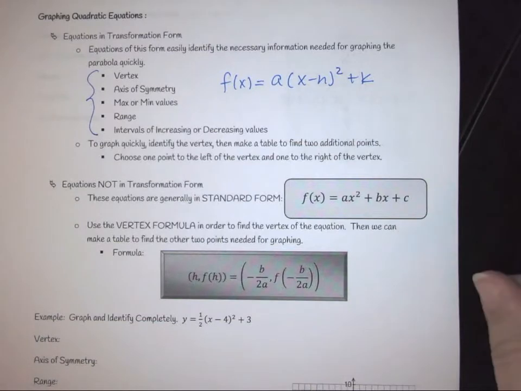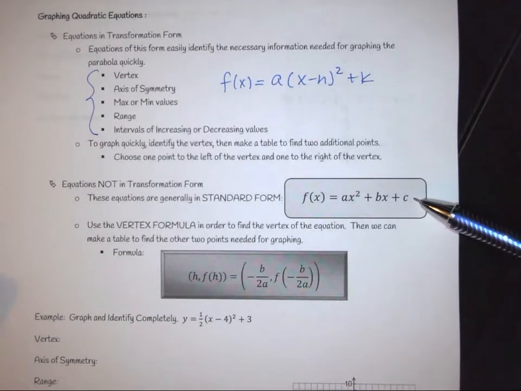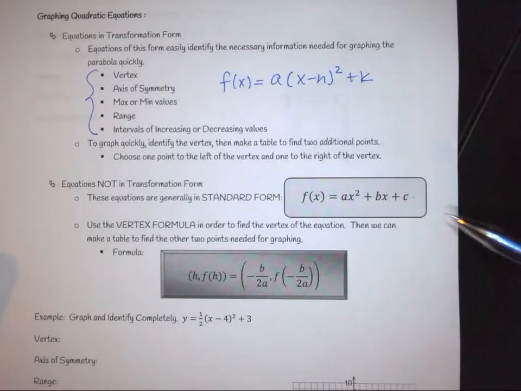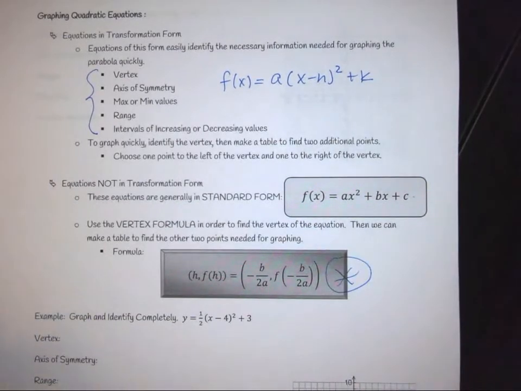Now, what happens if you don't get transformation form? Well, that means you were given some form of standard form. And if that's the case, then you have to use the vertex formula, this formula here, where in order to calculate h and k, you calculate h by doing negative b over 2a, and you calculate k by doing your function evaluated at negative b over 2a.